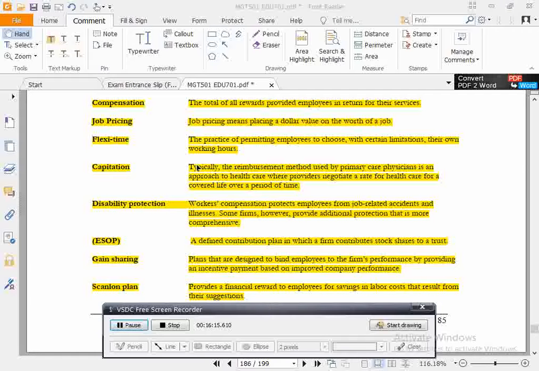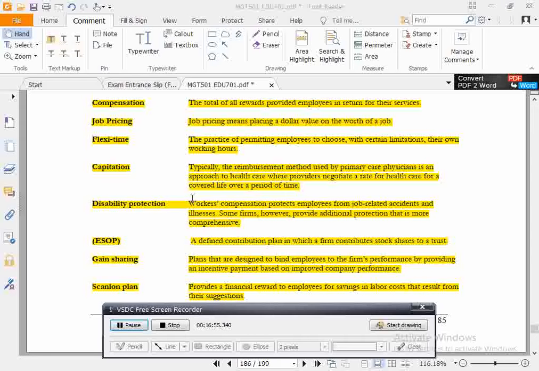Capitation: typically the reimbursement method used by primary care physicians, an approach to health care where providers negotiate a rate for health care or for a covered life over a period of time.